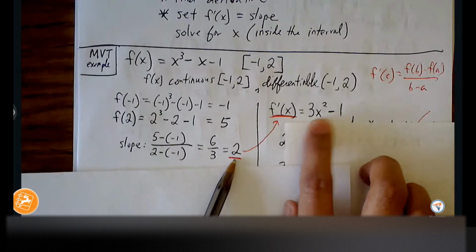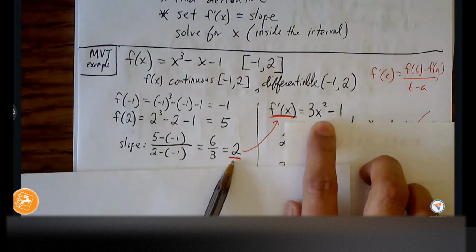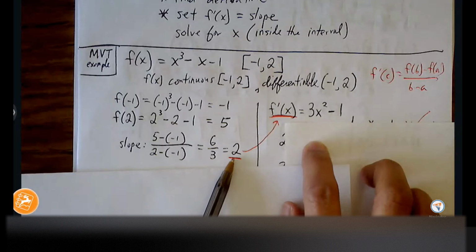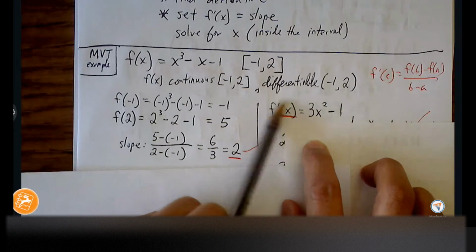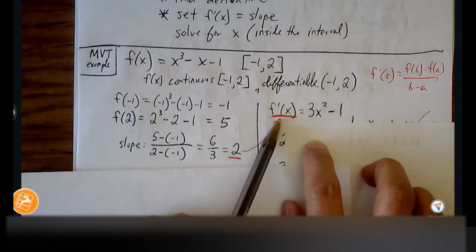Make sure that you don't put the 2 in for the x, because the 2 doesn't represent location, right? The 2 represents slope. So we've got to put 2 into the appropriate location for slope information.